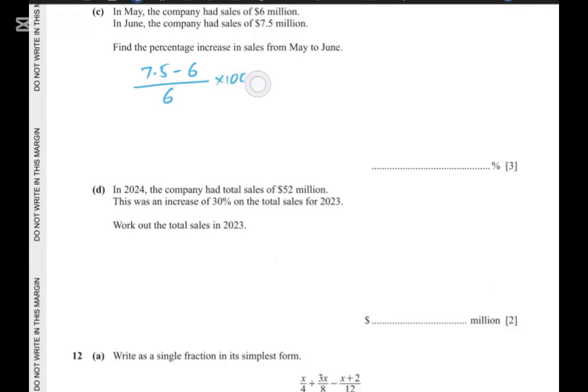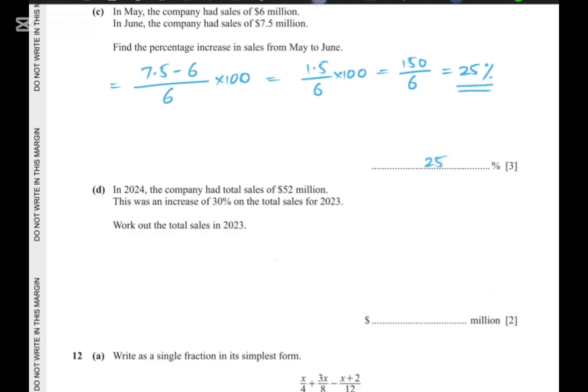So here we will get 7.5 minus 6 will be 1.5 by 6 into 100. Now here 1.5 into 100 will be 150 by 6, which is 25, and 25% will be the answer.